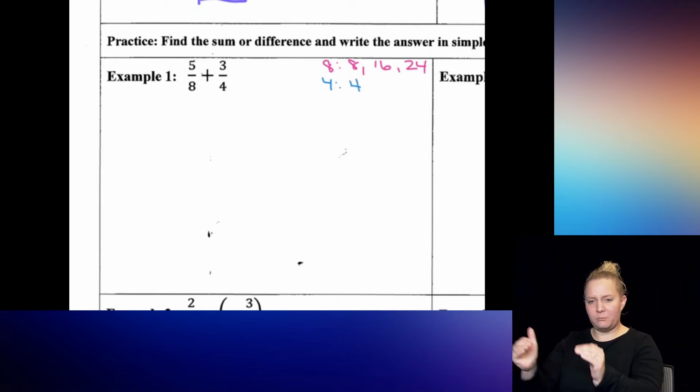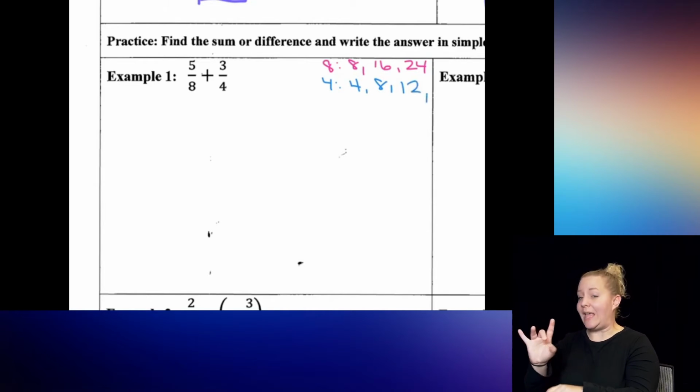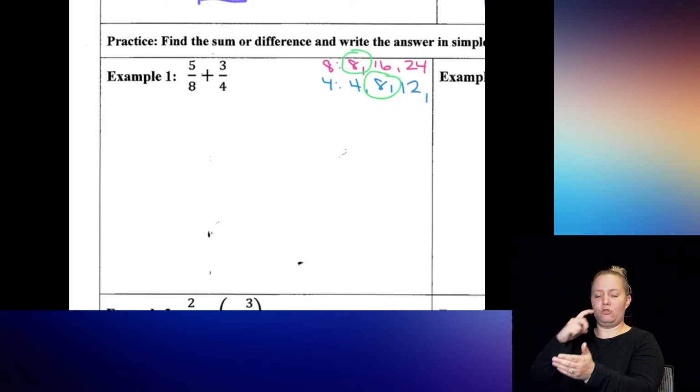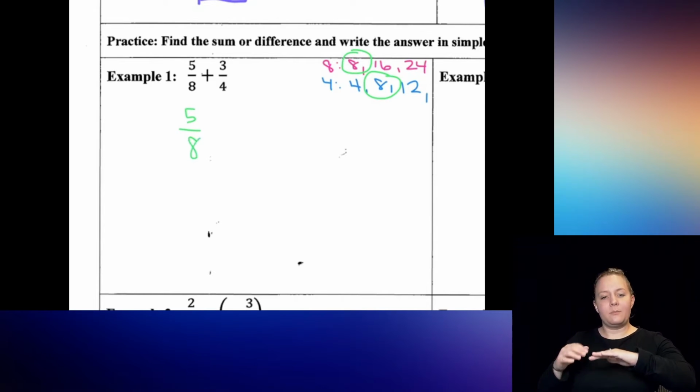Same with a 4. 4 times 1 is 4. 4 times 2 is 8. And 4 times 3... Oh, and I could even stop because I see that my least common multiple is 8. So I'm going to get those denominators so that they're both 8. So 5/8 I don't have to do anything with because we already have that 8. And then right here for the 4, I'm going to multiply it by 2.